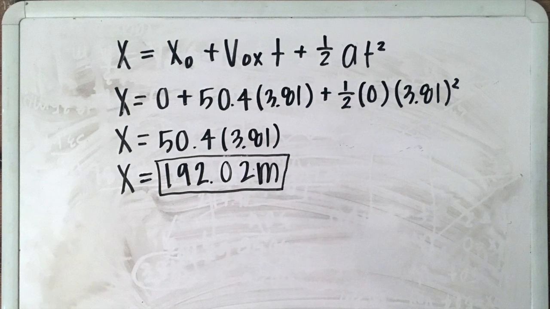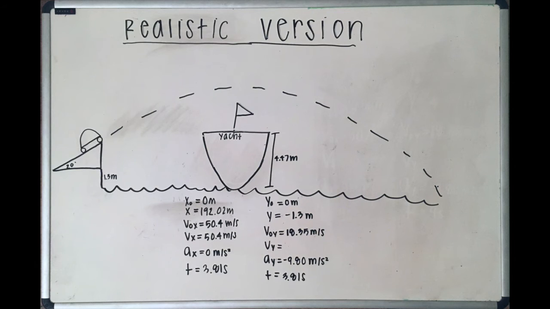Second, we solved for the distance the car should have realistically traveled in the x direction using the first kinematics equation, x equals x naught plus v naught x t plus 1/2 at squared. With a horizontal speed of 50.40 meters per second and a time of 3.81 seconds, the car should have actually traveled 192.02 meters rather than 30.56 meters as it was shown in the movie. Therefore, this movie scene is completely inaccurate.